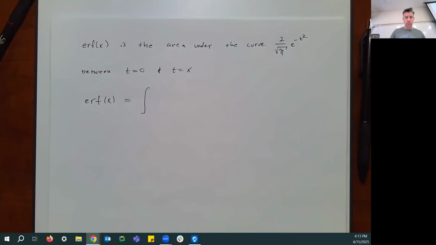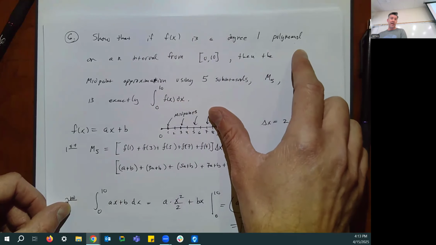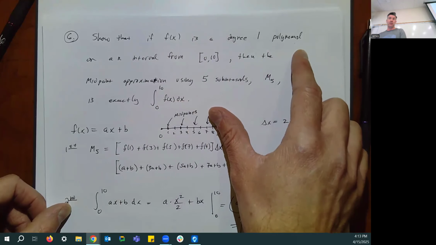So someone on the chat asked a question about the previous thing we did. They asked why we use the function ax plus b for the function f of x, and it's because the problem specifically said show that if f of x is a degree 1 polynomial, which is just a times x to the first plus some constant b.